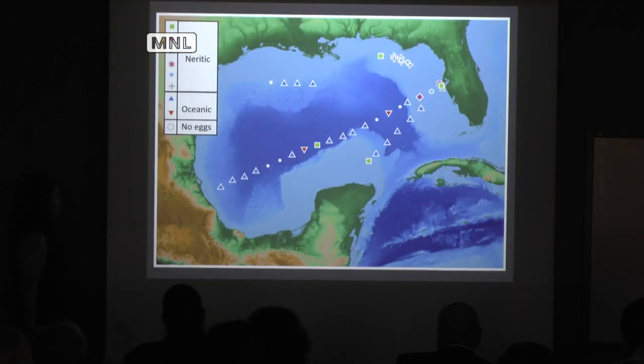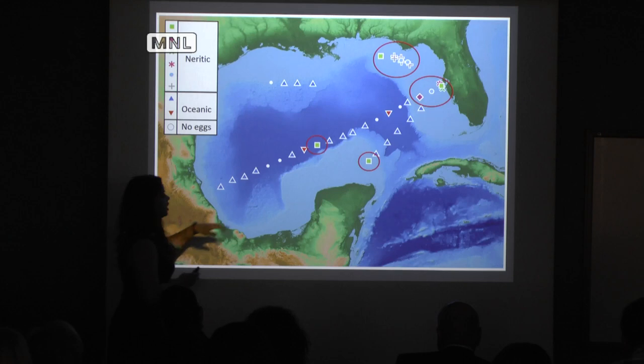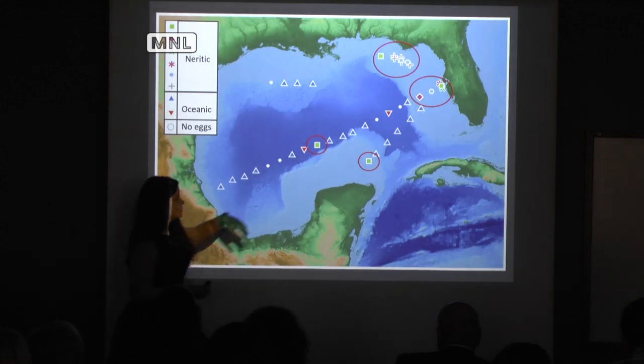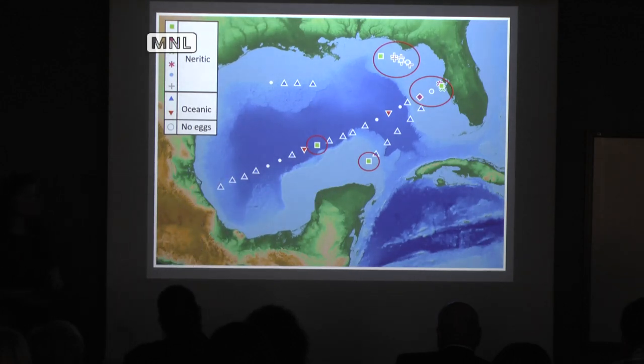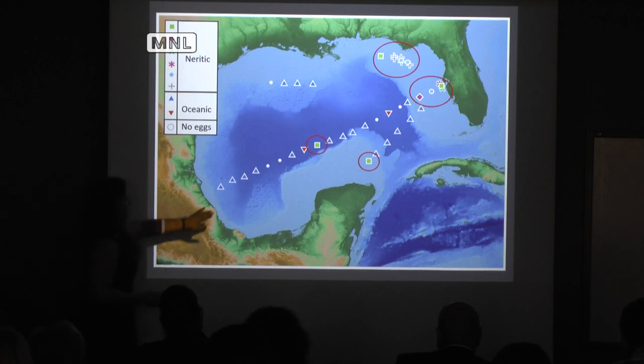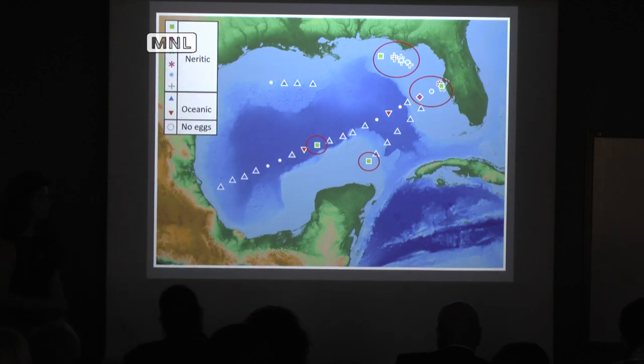And so looking at this map, if I circle the neritic egg identifications, we can see that they're on the continental shelves. This is exactly where we had expected them to be, because neritic species will spawn in the same area that they live. And so there was one case where one of the squares was out a little deeper. In this case, it was species like tuna that can move on and off the continental shelf.